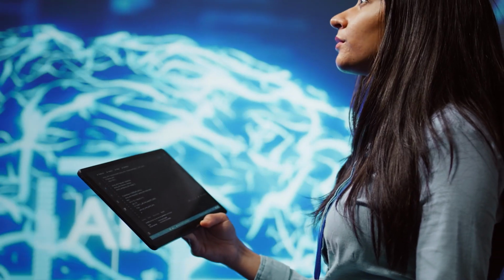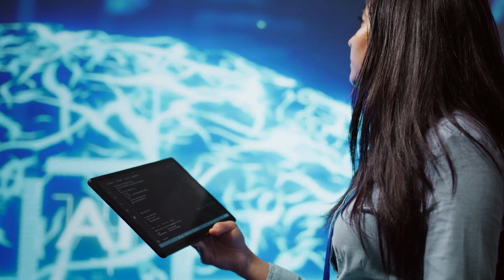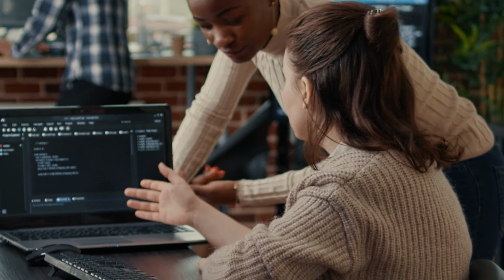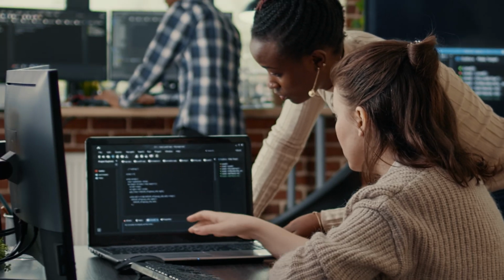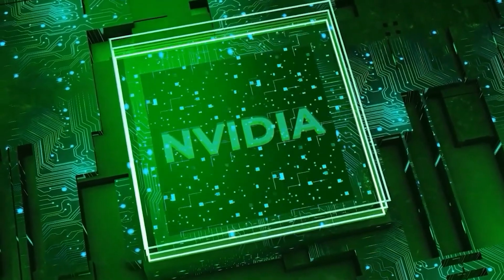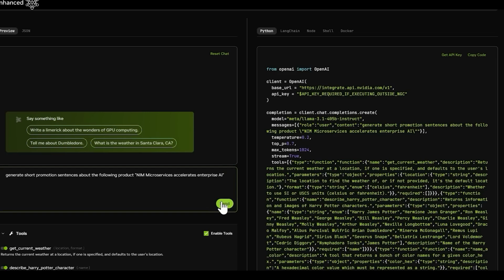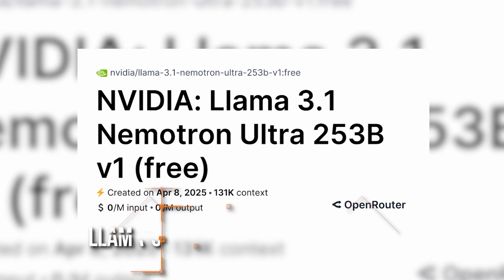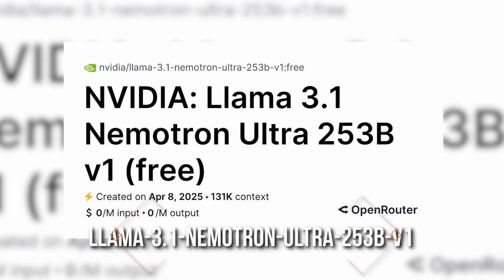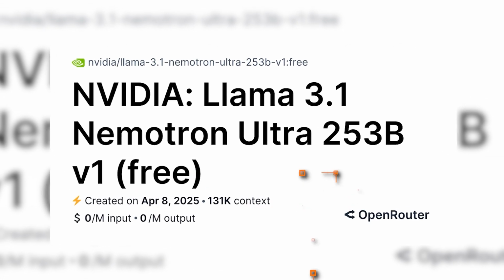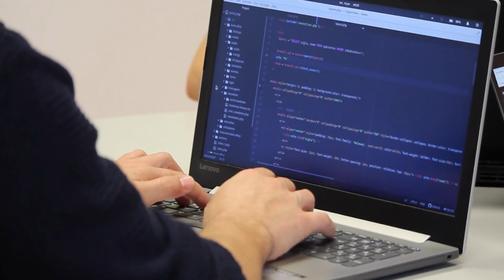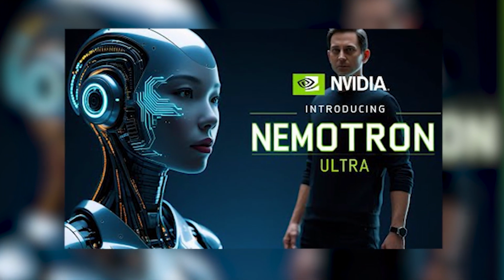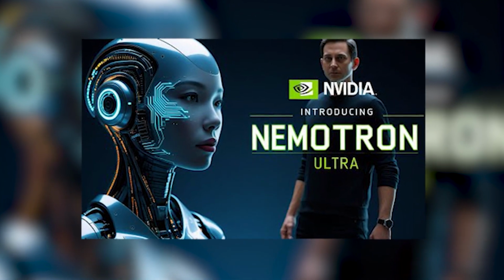Let's dive deep into the latest and greatest in the world of artificial intelligence. And folks, today we've got a major drop from a titan in the game, NVIDIA. They've just unleashed a brand new open source large language model, and trust me, this one is making waves. It's called Llama 3.1 Nemotron Ultra 253B V1. Yeah, I know it's a mouthful. We'll probably call it Nemotron Ultra for short, but the long name hints at something big.